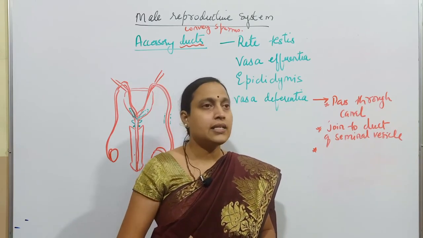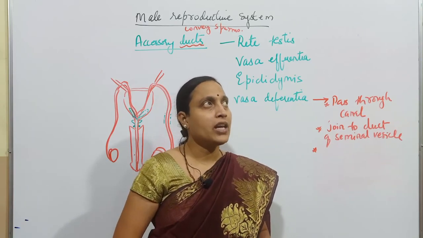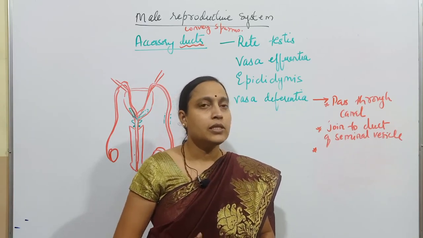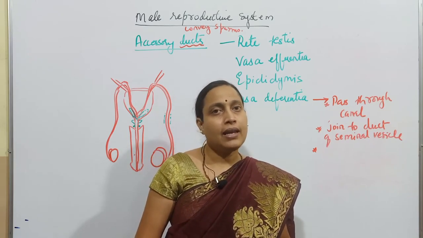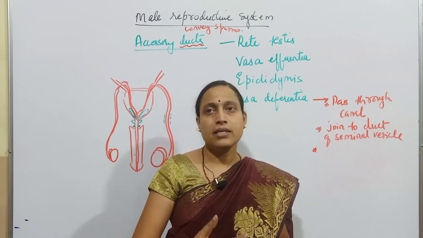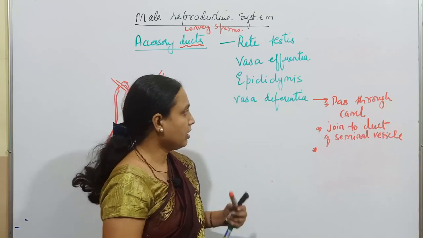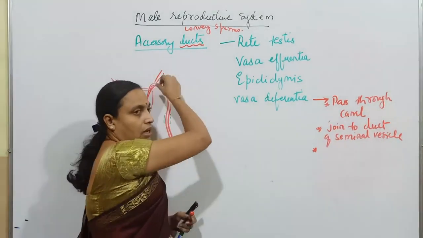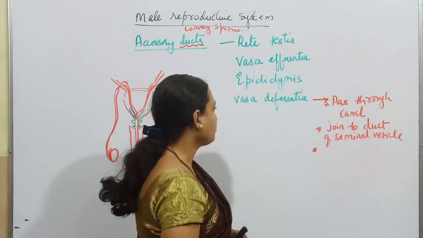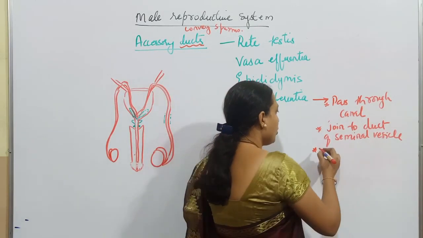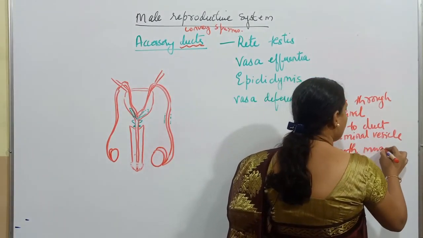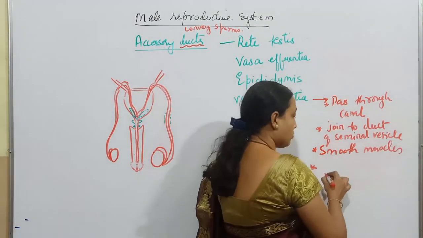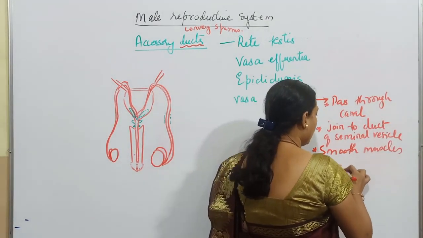So ciliated epithelium in combination with peristalsis makes it possible that the fluid along with the sperms can ascend up along the tube. So it is a combination of smooth muscles. The wall of it has smooth muscles, and second, it is made up of ciliated columnar epithelium.